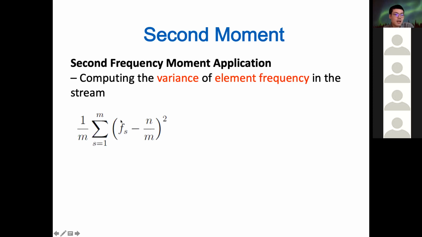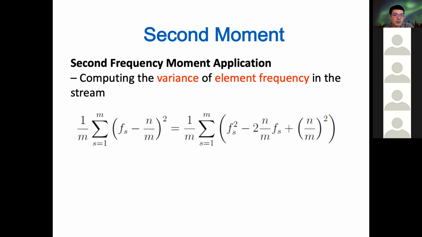This is the actual frequency of a particular item s, so this is f_s minus the average. That's the expectation. Then you take a square and then you take an average. That's the square of the bias, which is exactly the definition of the variance of the element frequency. I hope you can see that. So if we can estimate the second moment, we can directly compute the variance of the element frequency, which we will be interested in.